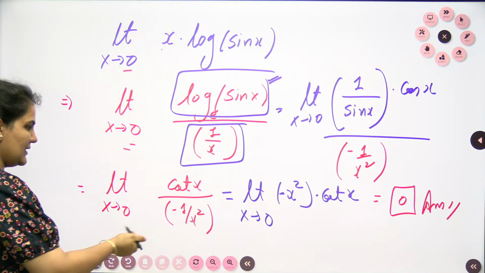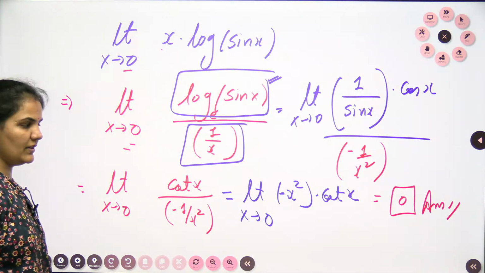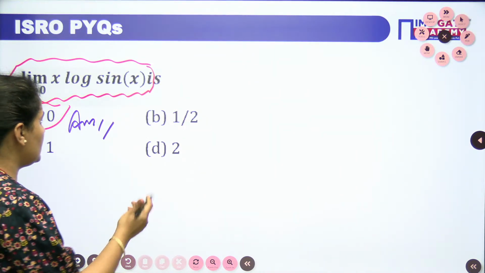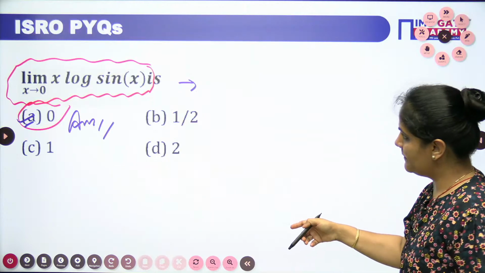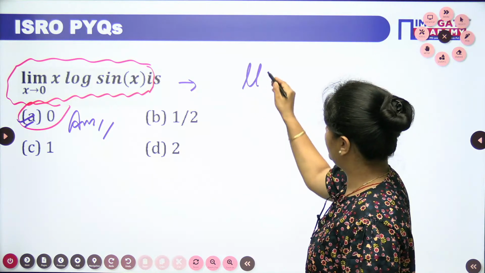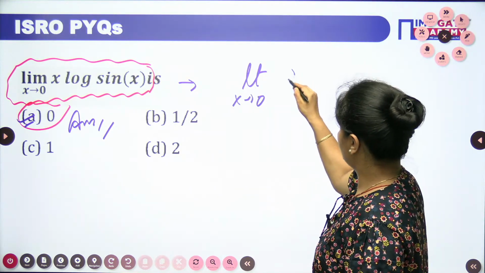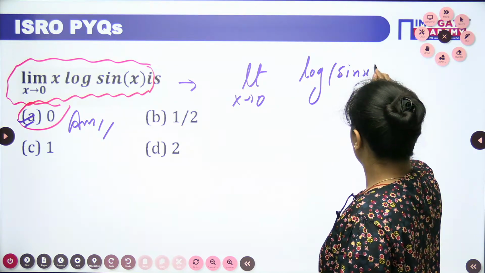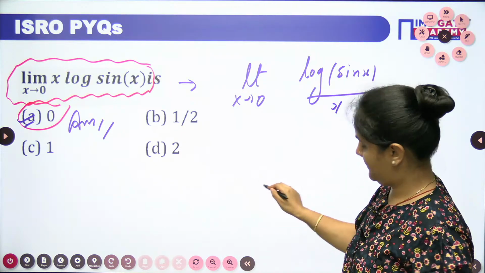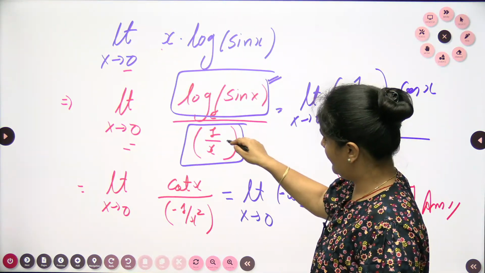As it is clear, 0 into something will always be 0, so we can solve like this also. If you want, you can solve in one more manner from here also. So I am writing one more approach. If you want to solve limit x tends to 0, log of sin x divided by x. Till here we can go with this one.